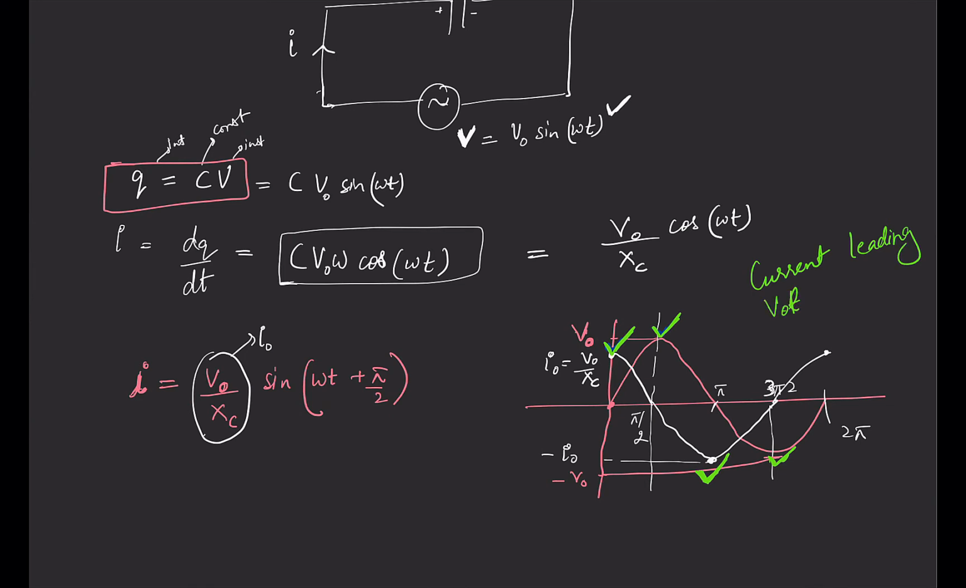voltage by pi by 2 angle. So we say that the current is leading voltage by pi by 2 because the peak of current is coming earlier than the peak of voltage. And how much earlier? By an angle of pi by 2.